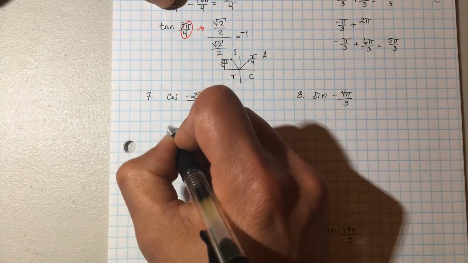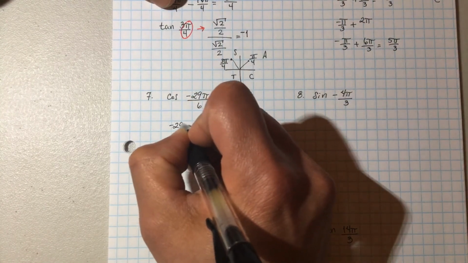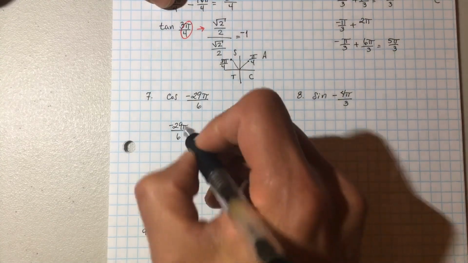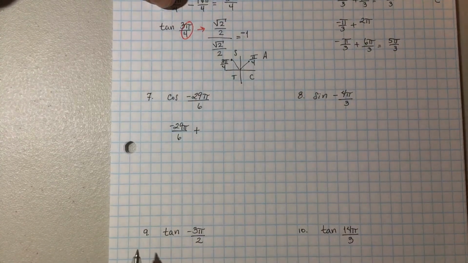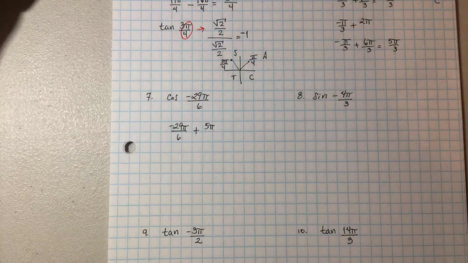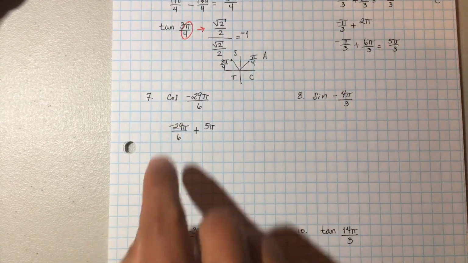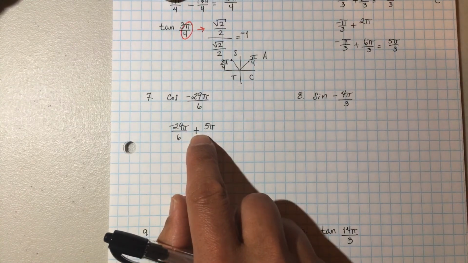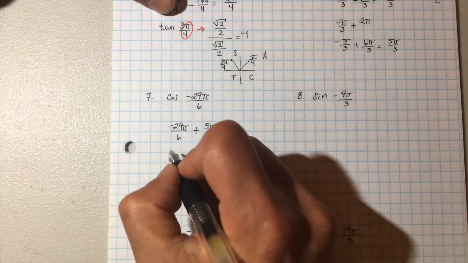So watch how I do this. I'm going to do -29 pi over 6. It's negative, so I'm going to add. I want to make it a positive angle. So I'm going to do 5 pi, 5 of these. Because 6 goes into 29 almost 5 times, and I want a positive value to come out as well. So 6 times 5 is 30.